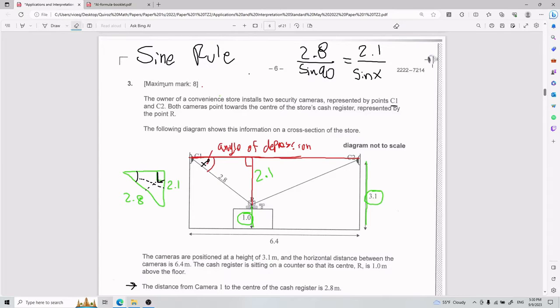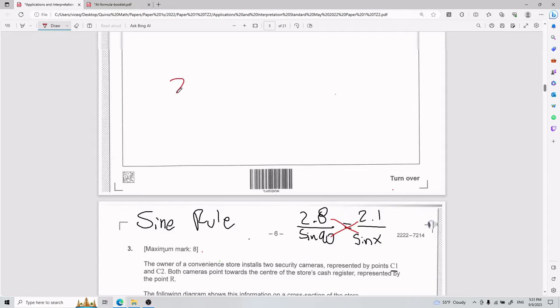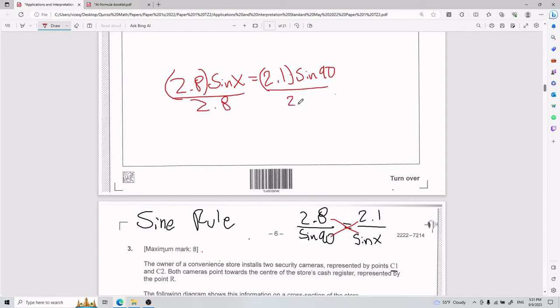So how can I solve this? Well, I need to get x alone. See? So first of all, I can go ahead and cross multiply, right? So I end up with 2.8 times sine x equals 2.1 times sine 90. All right, cool. We've got to keep getting x alone. So I'm going to divide both sides by 2.8. That means I end up with sine x being equal to that whole thing over there.